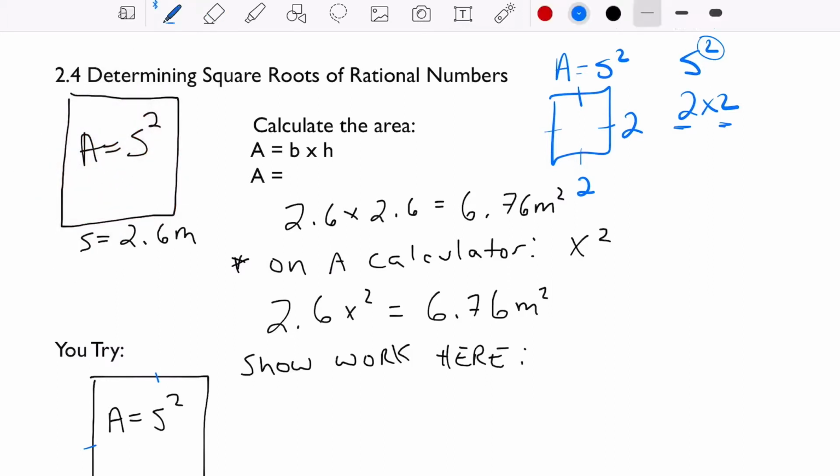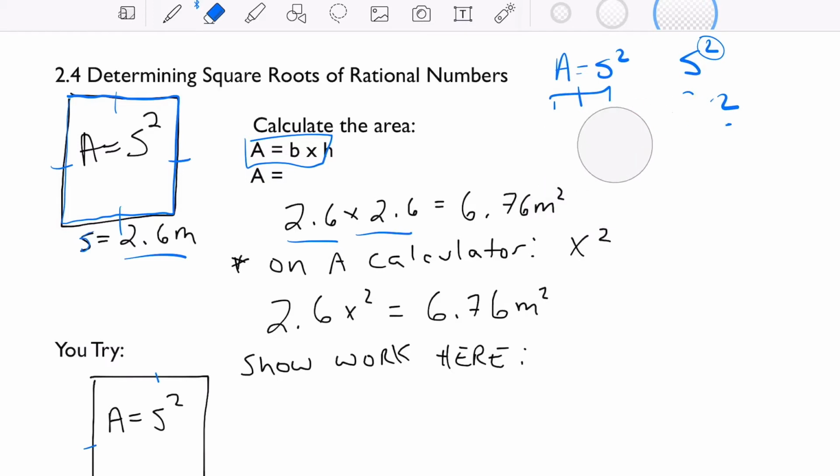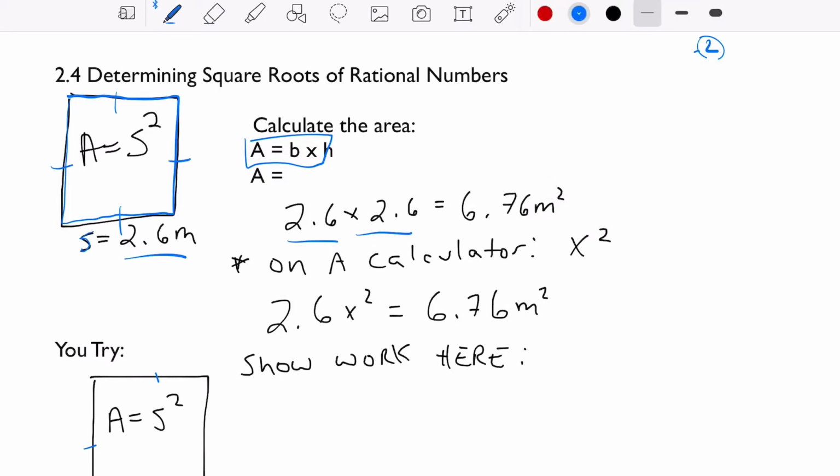So coming back over here to the square, this says here that area equals side squared, and it gives you that the side length, or down here, is 2.6. In order to find the area of this square, we would go base times height. So here you notice that I've put 2.6 times 2.6, and I get 6.76 meters squared. Remember, this is meters and this is meters, and that's why we answer with meters squared. So that's super important too.